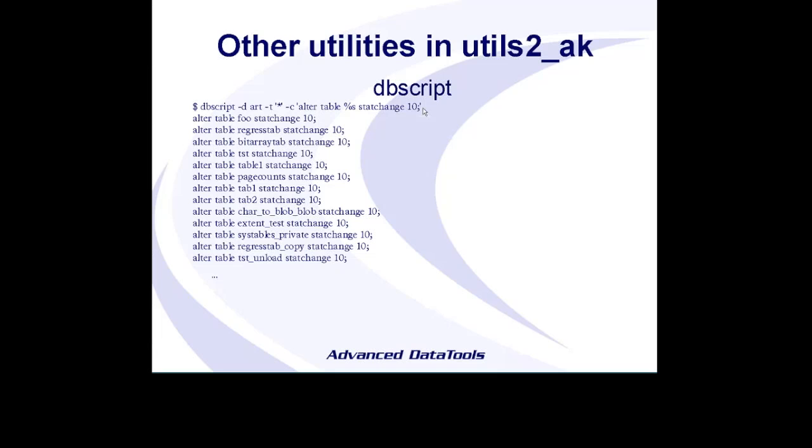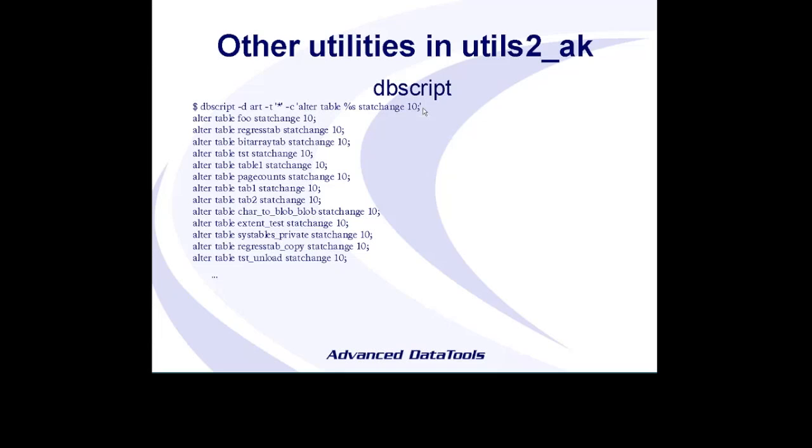Okay. So this one is setting the stat change for a bunch of tables. There's a utility list DB7, which prints out details of your databases. If you just run it by itself, it just lists the database names with the -D option.